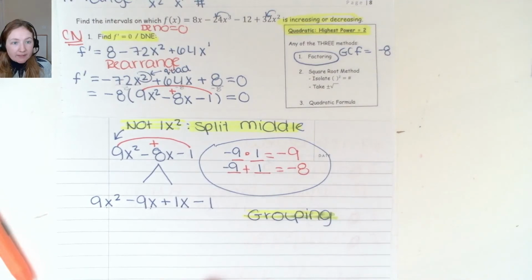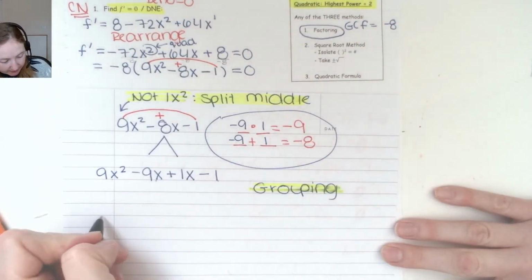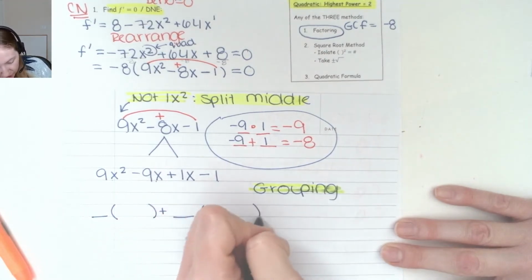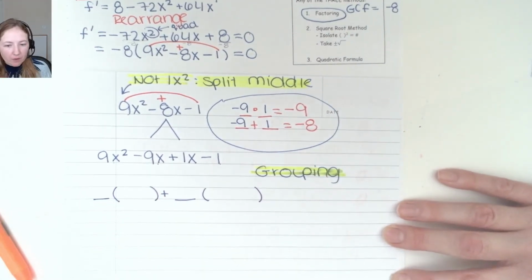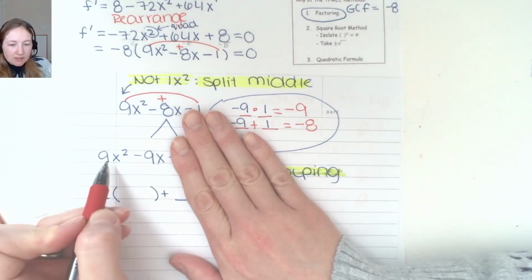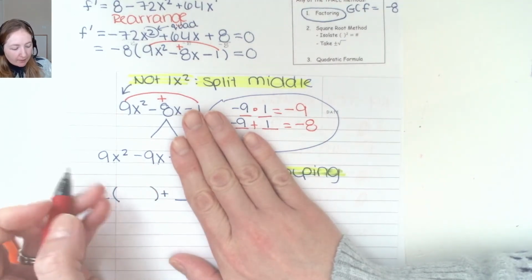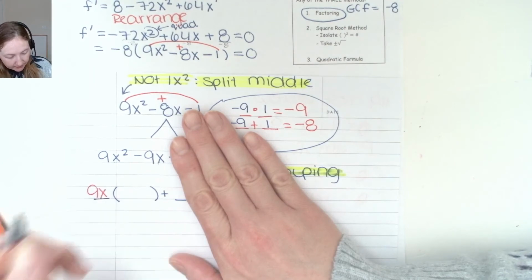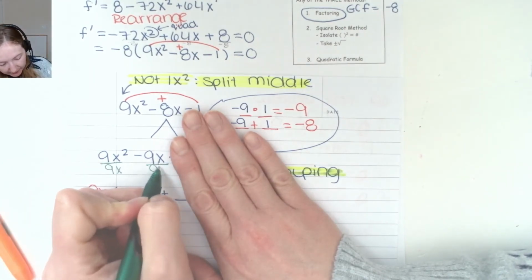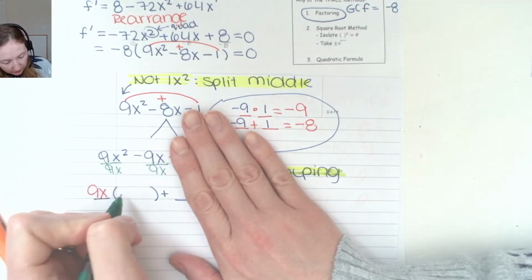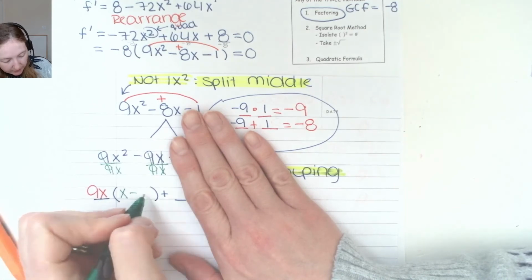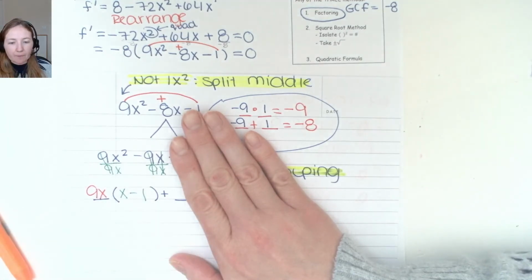I always like to write out my grouping process as GCF, what's left over, plus GCF, what's left over. So I look at my first group and ask, what is the GCF of this first group? That is a 9x. So I divide both of these terms by 9x. That will give us just an x minus, the 9's cross out, the x's cross out, minus 1.